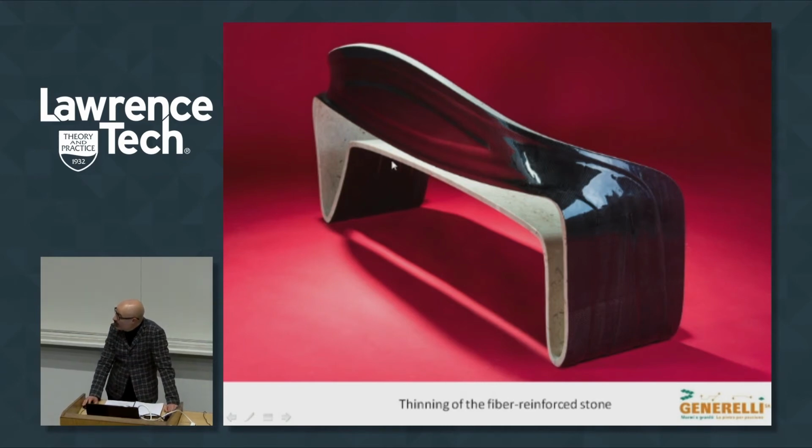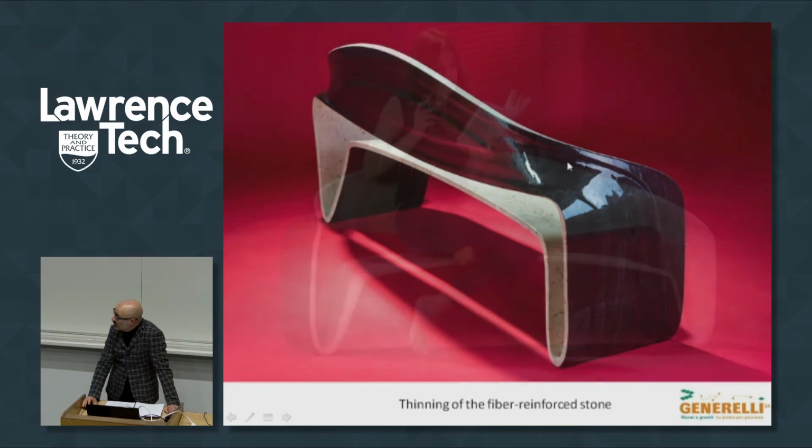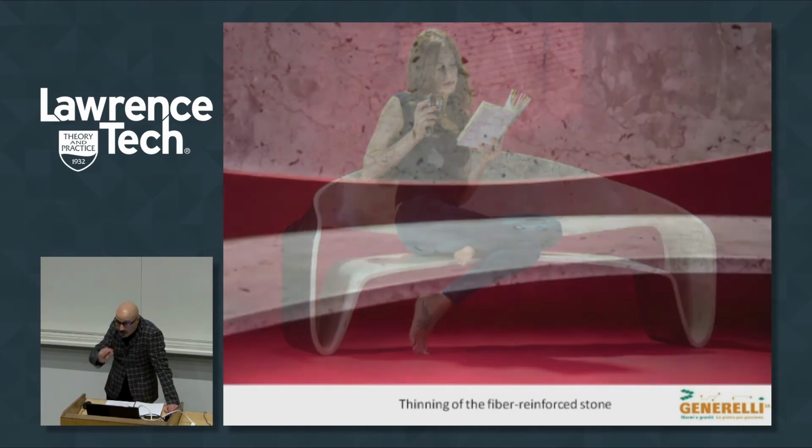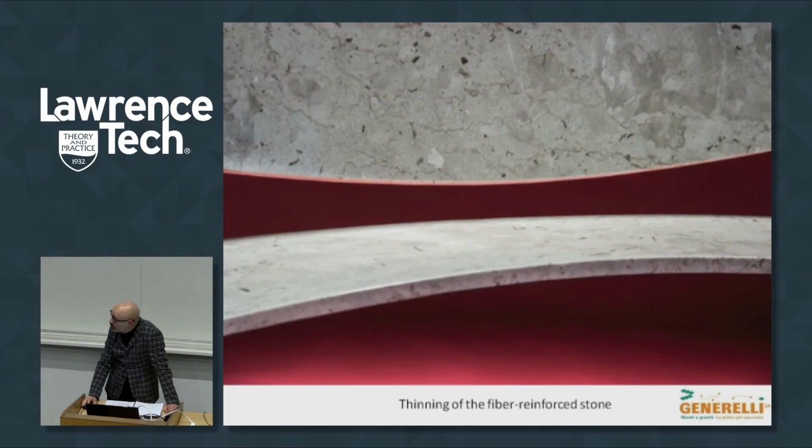Another kind of research, very interesting, is the combination of carbon fiber and glass fiber with stone. Here we have some furniture presented during an exposition using this technique. This is a stone from Sicily, a very beautiful stone, and carbon fiber. You can see the thickness of the stone, and without this combination it's quite impossible to have the resistance of this kind of material.